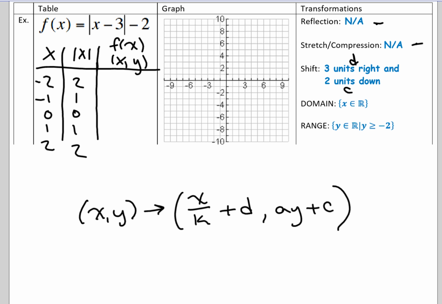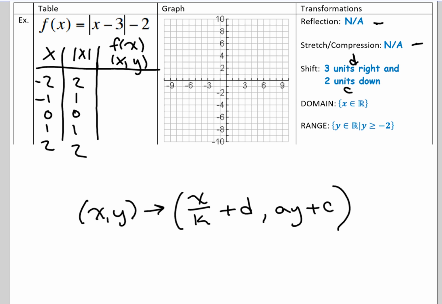The domain and range are based on the original absolute value parent function. So normally the domain is all real numbers, and that's not going to change. The range, however, because we're shifting it 2 units down, instead of being greater than or equal to 0, will now be greater than or equal to -2.